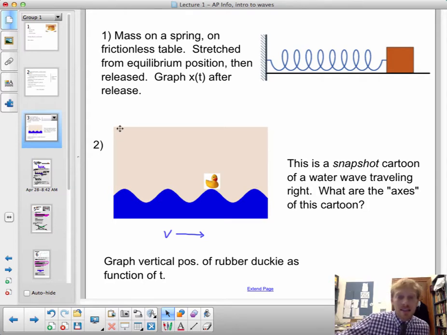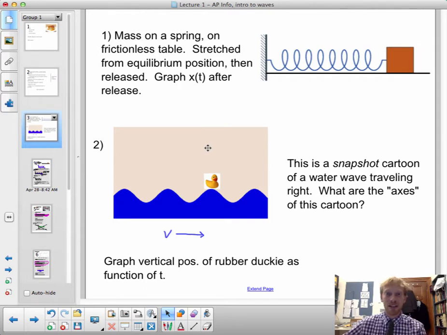And I'd like to emphasize, this is a camera shot. This is like something I would use a camera to do. And I'd like you to consider, what are the axes of this camera shot? It might be kind of a stretch. But what are the axes? And then I'd also like you to draw a separate graph, the vertical position of the rubber duck as a function of time. I request that you pause the video to do this. I think that it will help you understand it better if you pause and try and produce these graphs before you go on and watch the explanation in the next slide.